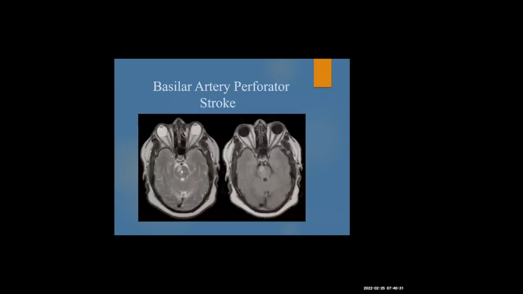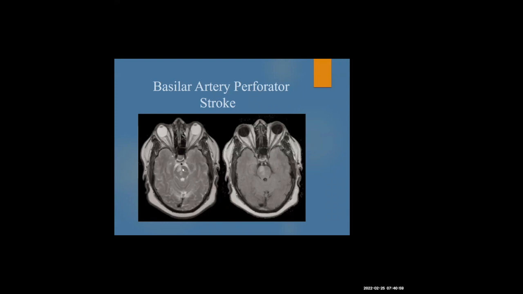This is the characteristic location of a basilar artery perforator stroke. The reason I included this case, which is a little bit of an older case, is to show you how strikingly one-sided it is. Basilar artery perforator strokes will always respect midline. They will not cross to the other side and involve both sides. That is extremely unusual, and it's because those little perforators come off on either side of the basilar artery and perforate into and supply the pons.